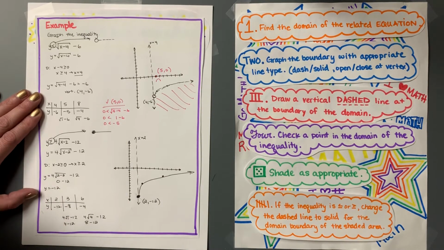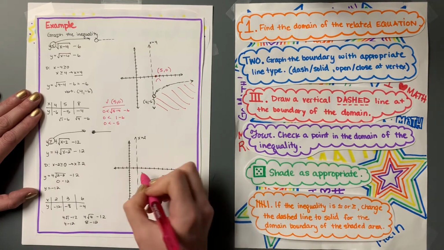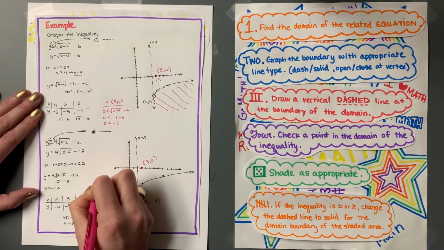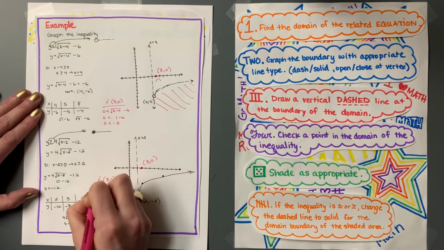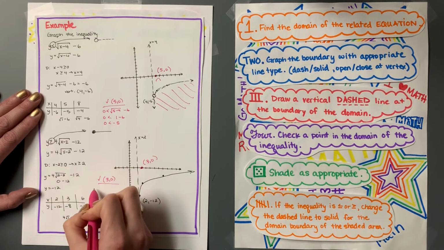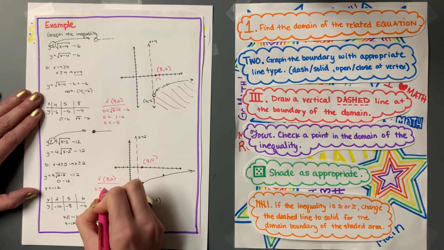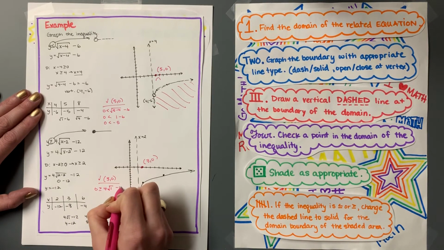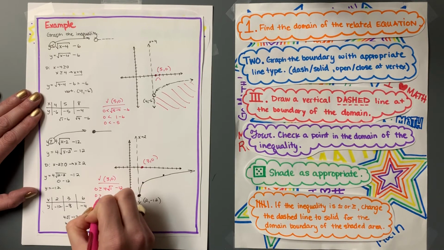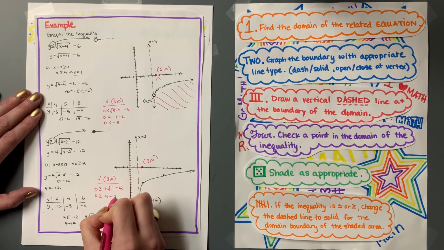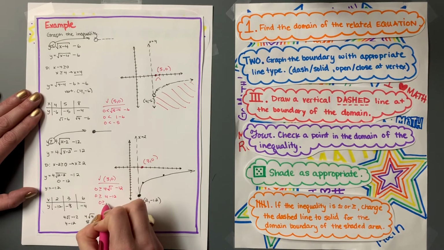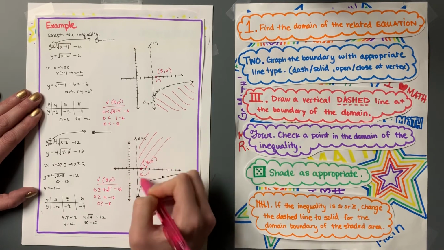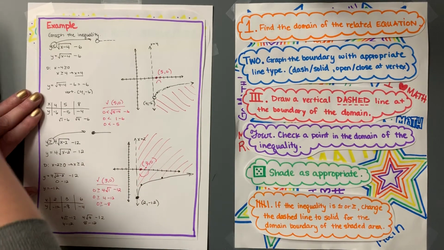So now I'm going to pick a point to test. I'm going to test the point 3, 0. So I'm checking the point 3, 0 in my original inequality. So 0 is greater than or equal to 4 times the square root of 1 minus 12. That is 0 is greater than or equal to 4 minus 12. 0 is greater than or equal to negative 8. That is a true statement. So I shade this portion.